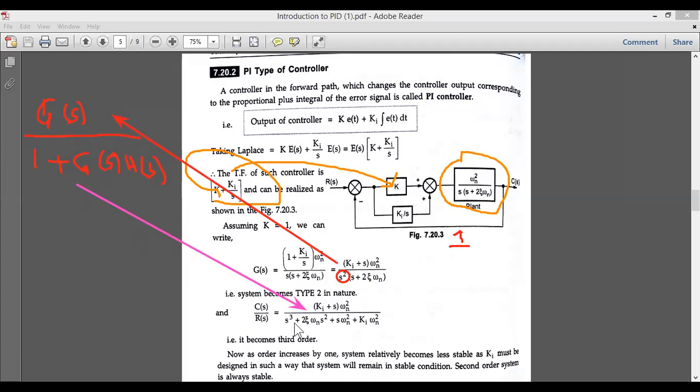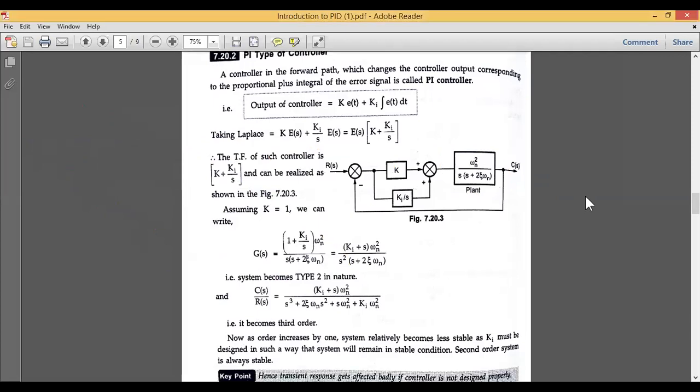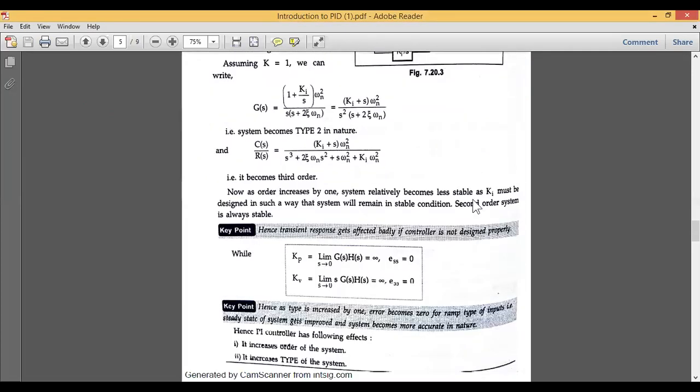Now you can see the order here becomes cube, so it becomes third order, because the power of s has now changed from square to cube. So in this way we have derived the whole equation for C of s divided by R of s. Now if you want to increase the order, again you need to apply the control input and then you have to simplify.